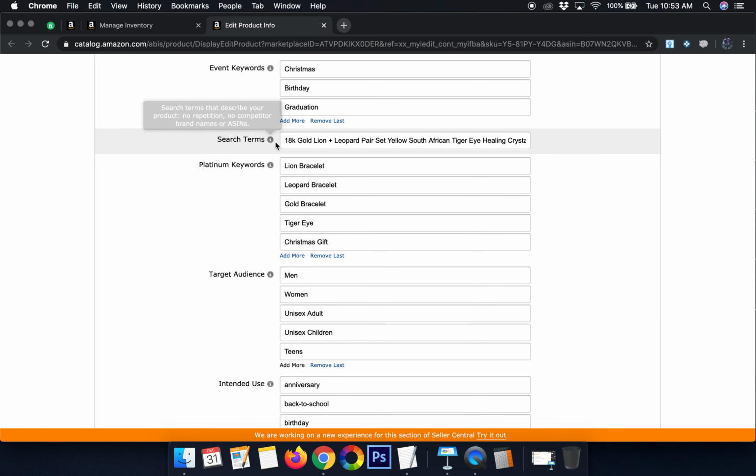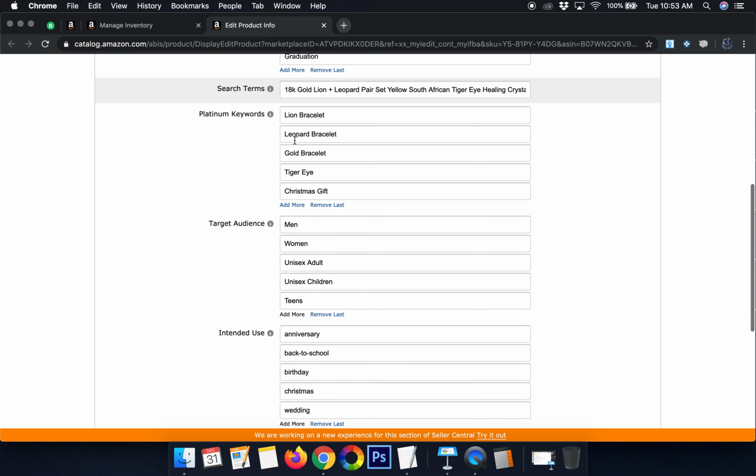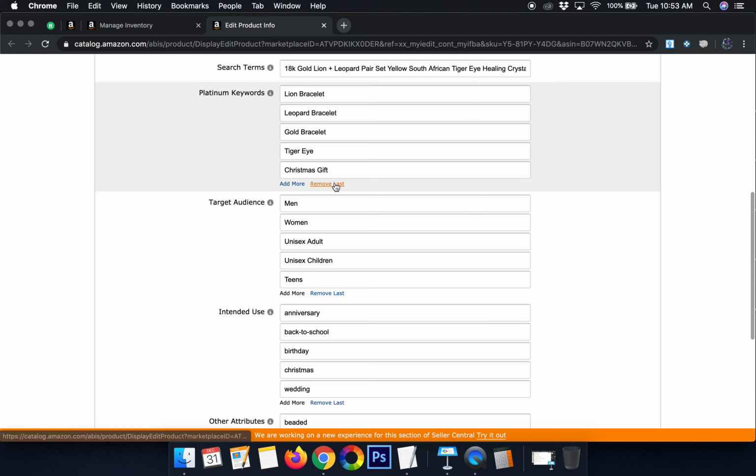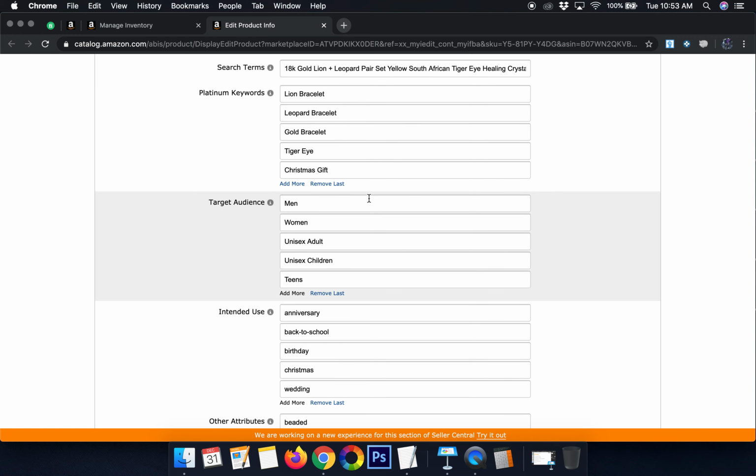Search terms. This is what people will search or what you want people to type in the search bar to find your product. Platinum keywords. Just as it sounds, these are some of the top keywords that are used for your product. So again, if you're selling a bracelet with lion and leopards, you want to use lion bracelet, leopard bracelet, gold bracelet, tiger eye, Christmas gift. These are some of the top keywords that I want people to search for when looking for my product.